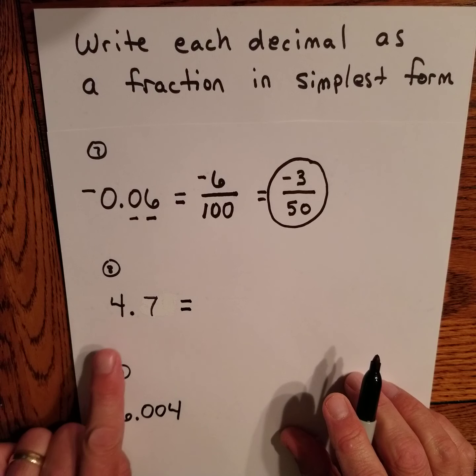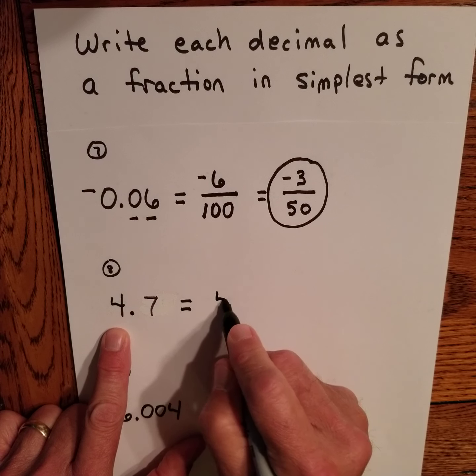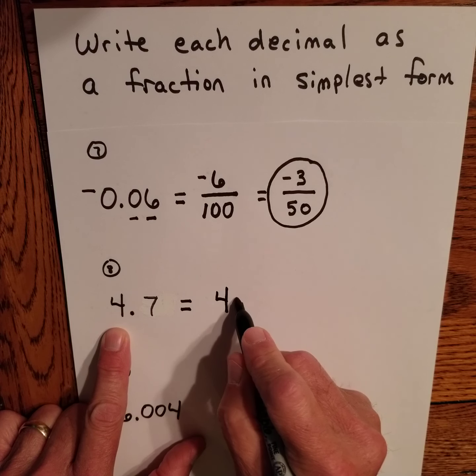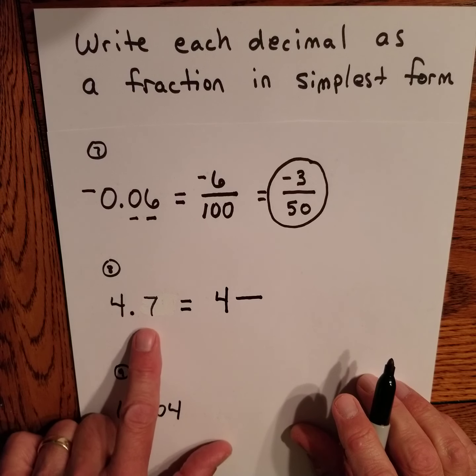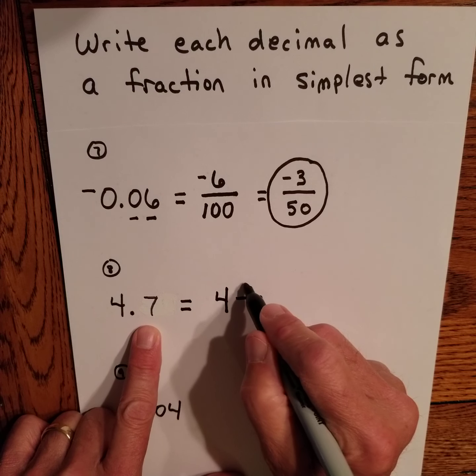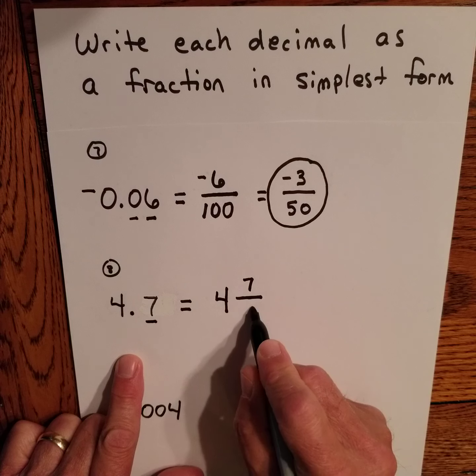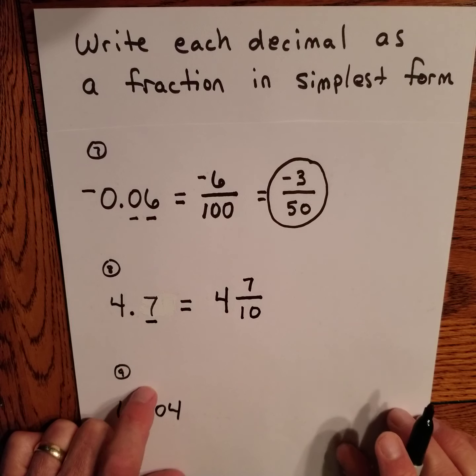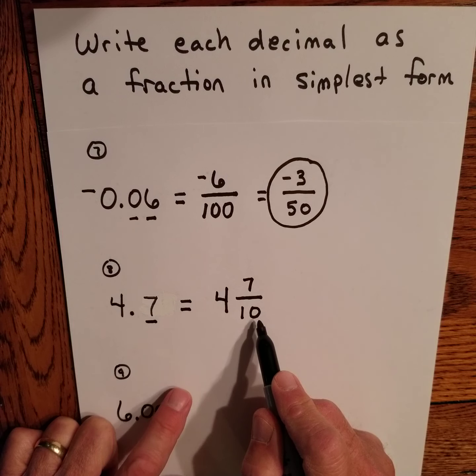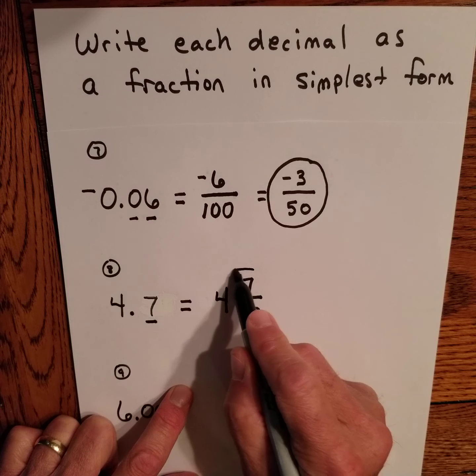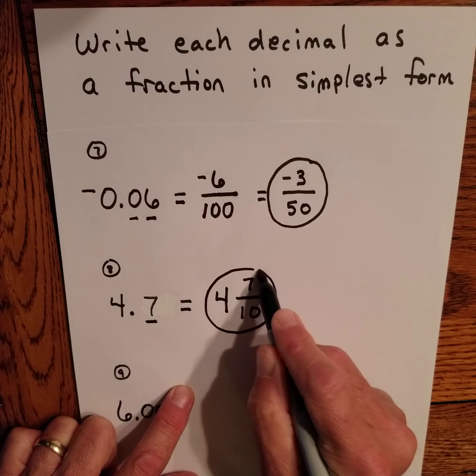For number 8, when there's a number to the left of the decimal point, that goes there. To the right of the decimal point is 0.7. That's 7 in the numerator, 1 zero in the denominator, and 7/10 does not reduce. So 4.7 is 4 7/10.